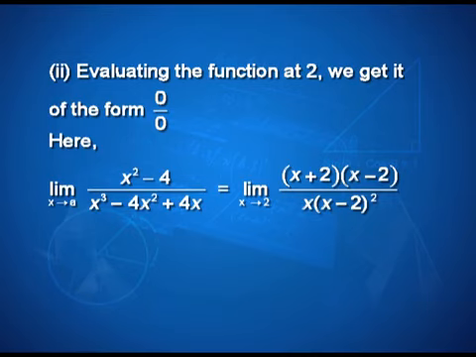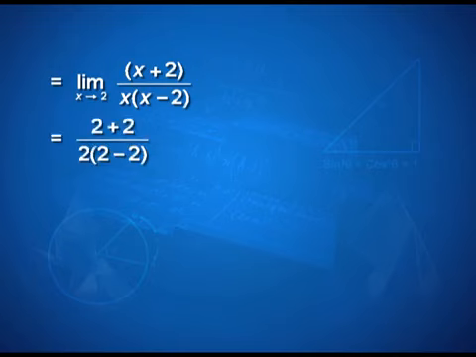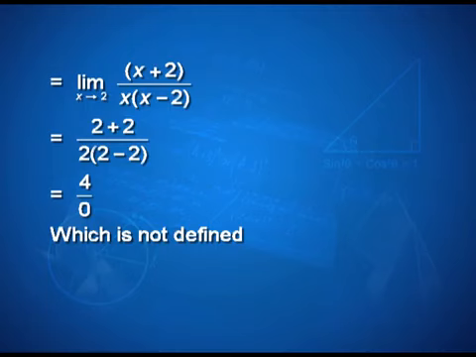Yes, x minus 2 can be cancelled out from numerator and denominator, which reduces to limit of x plus 2 upon x into x minus 2 as x tends to 2, that is equal to 2 plus 2 upon 2 into 2 minus 2, that gives us 4 upon 0, which is not defined. Now, let us look into an important theorem.